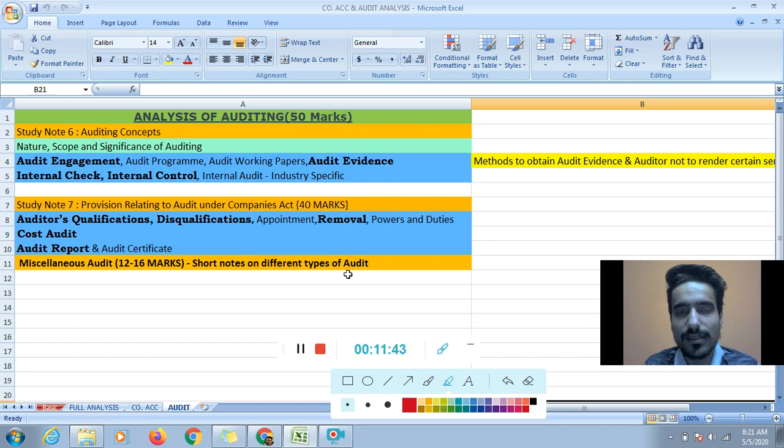So there are little changes, you can use common sense in that, and it covers around 12 to 16 marks, miscellaneous audit, very important. Last question comes from miscellaneous audit most of the times, maximum they ask from miscellaneous audit, the last question, which is of 12 marks out of 16, right. So this means if I have covered in orange, it only means that this is the important things which you have to surely cover.